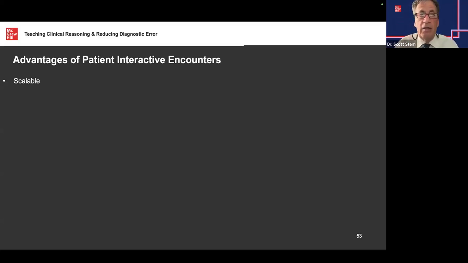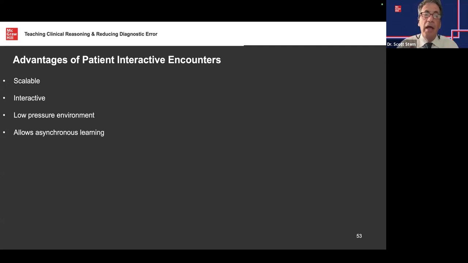Electronic tools are scalable. They're interactive, which students really like. It's a low pressure environment. Nobody dies in the computer, and the students like that. It allows asynchronous learning. They could do it in a classroom, they could do it at home, they can do it whenever, which is an advantage.